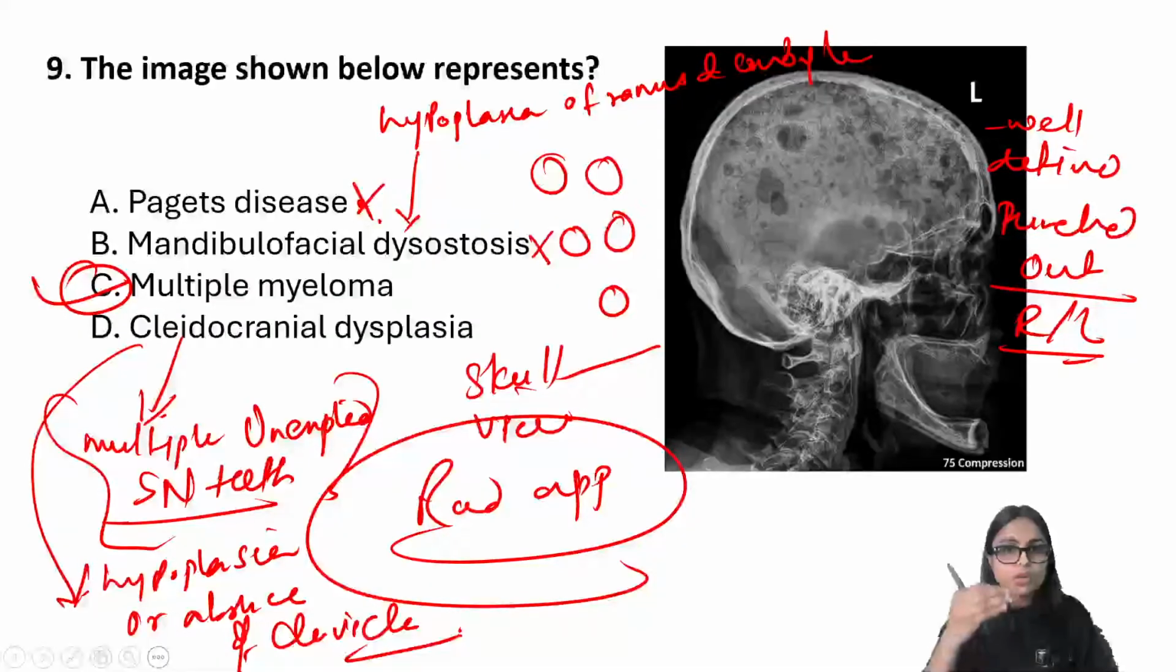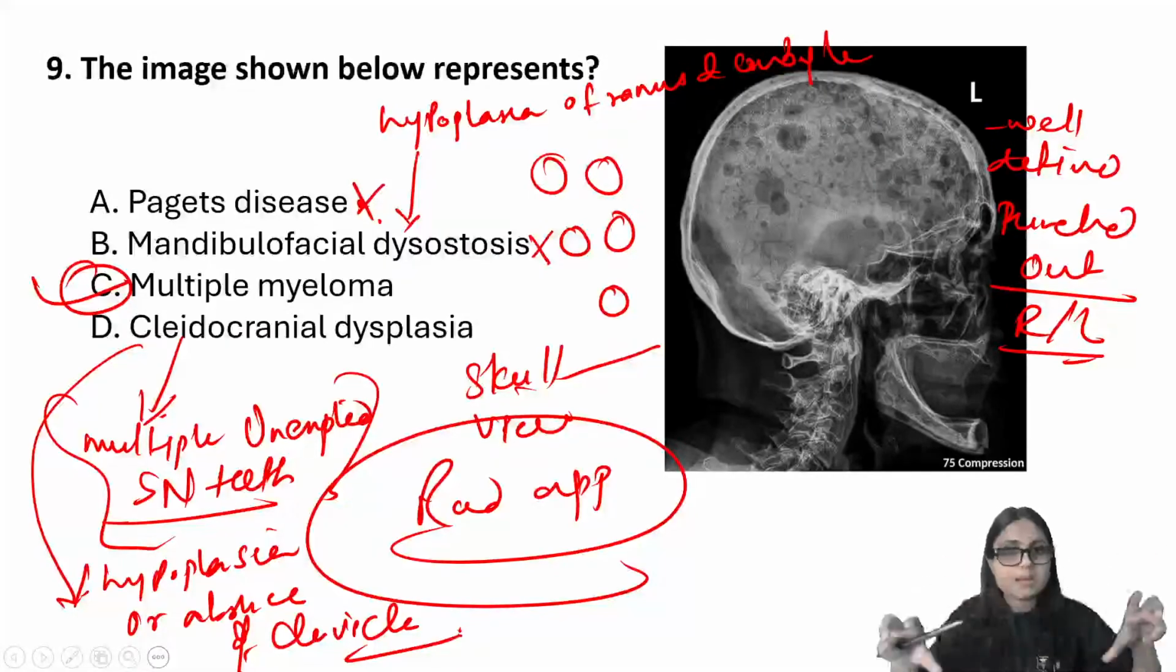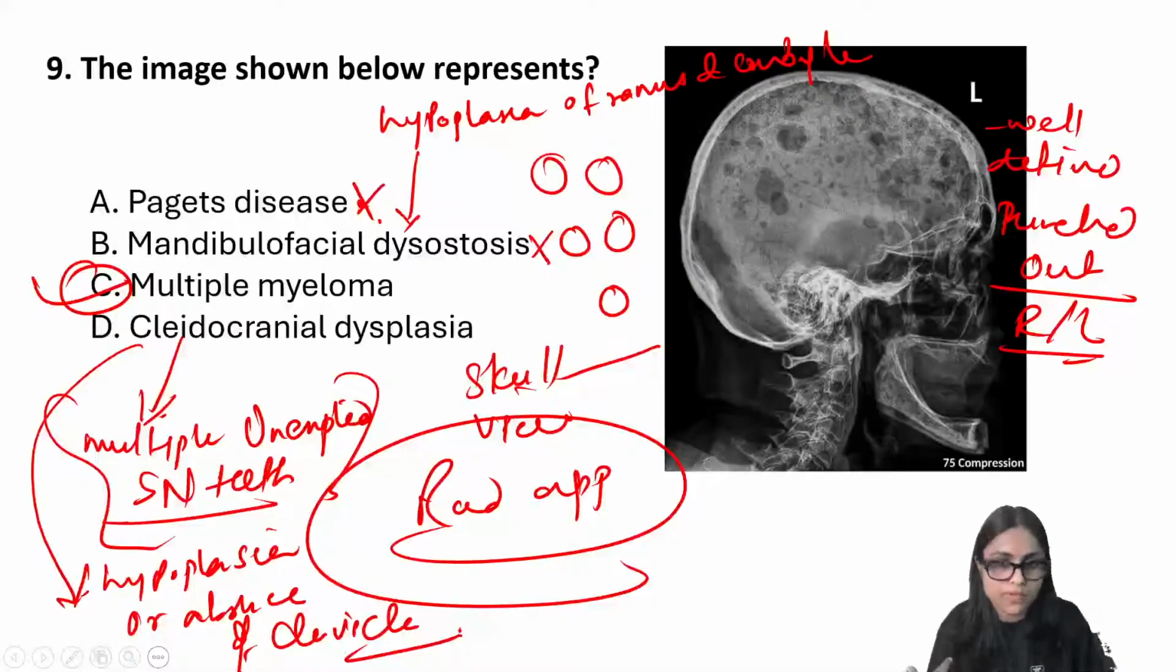So when you have other options, please go through the other options also and just recall what important characteristic features are seen in other syndromes. All right. So the answer to question 9 is option C. Easy. Punched out radiolucencies. Even if they don't give you the skull, they'll give you the OPG and the mandible, and in the mandible you have these punched out, well defined radiolucencies. Then you mark the answer as multiple myeloma.